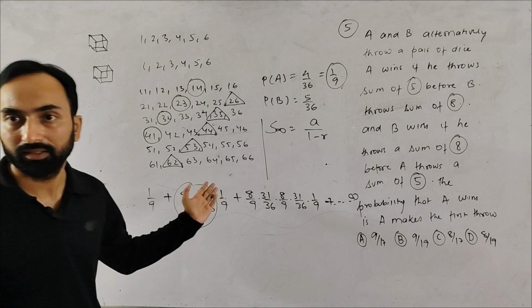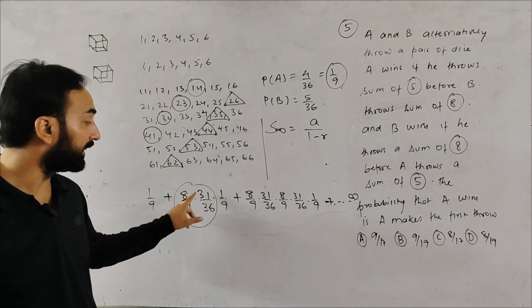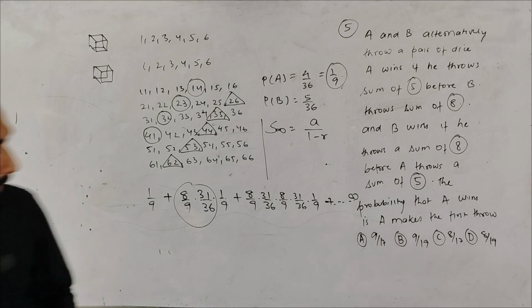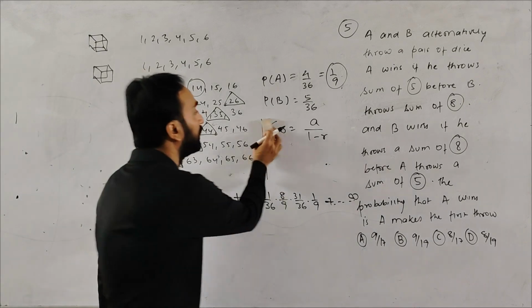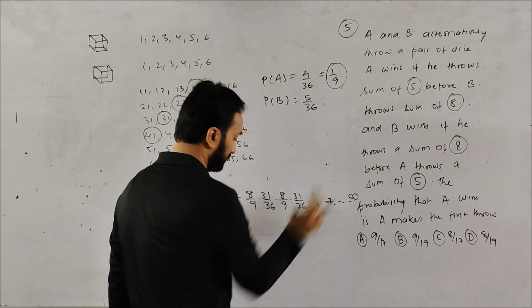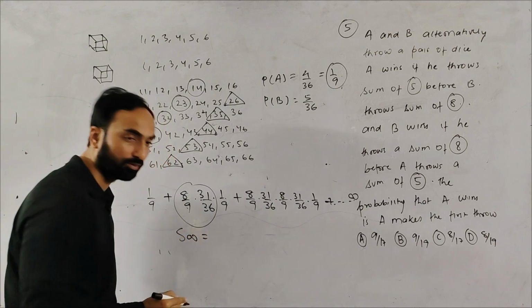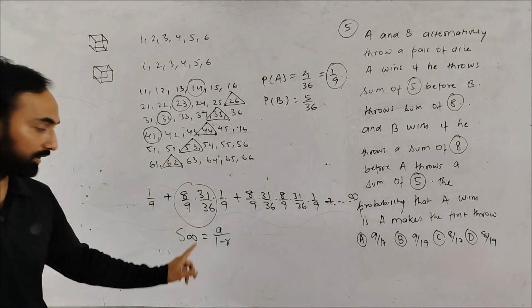And what is our R actually? Our R is 8 upon 9 multiplied by 31 upon 36. Correct? So just put the values. I am putting the values now. Sum to infinity will become equal to A divided by 1 minus R.